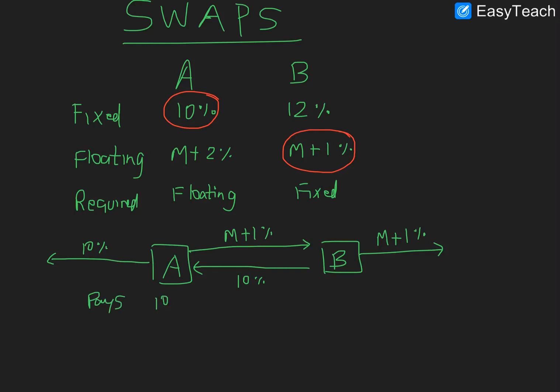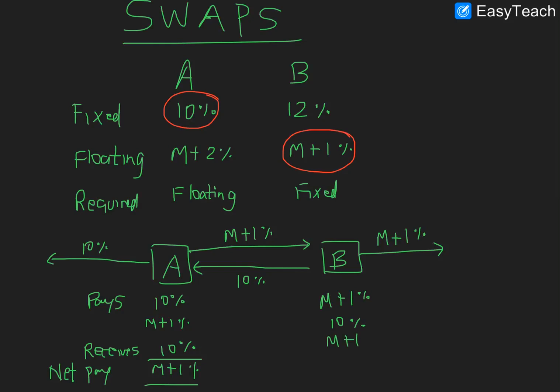So essentially, if you look at it, A pays 10%. It also pays MIBOR plus 1%, and it receives 10%. So the net effect is that the net payment is MIBOR plus 1%. Whereas B pays out MIBOR plus 1% to the outside lender and also 10% to A, whereas it receives MIBOR plus 1%. So essentially the net effect is 10%.